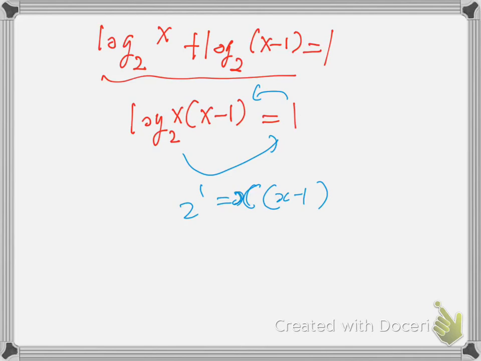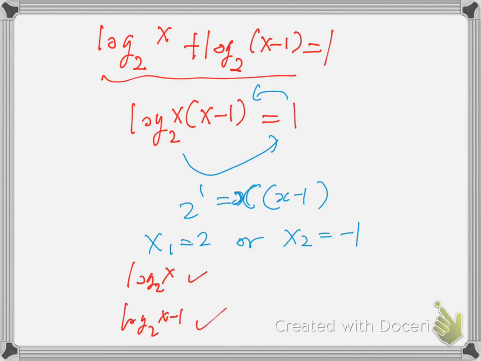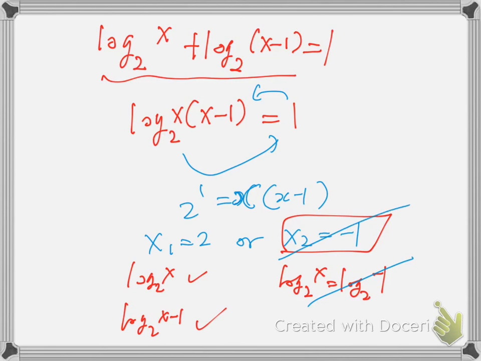Solve this quadratic equation. We get x1 is 2, x2 is negative 1. And check it. When x1 is 2, log 2 of x is okay, log 2 of x minus 1 is okay, so this is positive, positive. When x is negative 1, this is wrong. log 2 of x will be log 2 of negative 1. So you have to drop this solution.